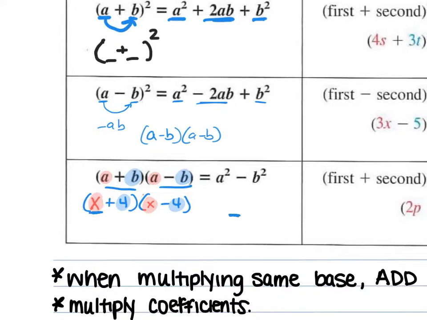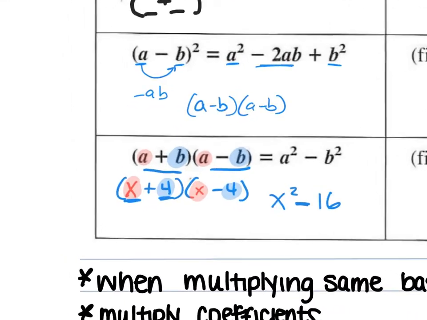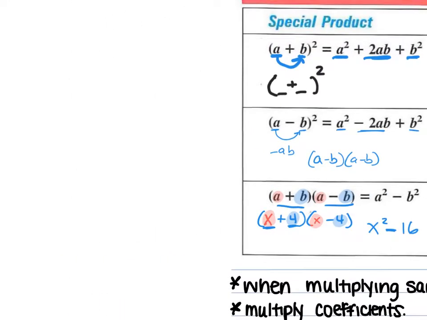And we're going to take the first thing and square it. What is the first thing squared? That becomes x squared. And we're going to take that 4 and square it. What does that become? 16.